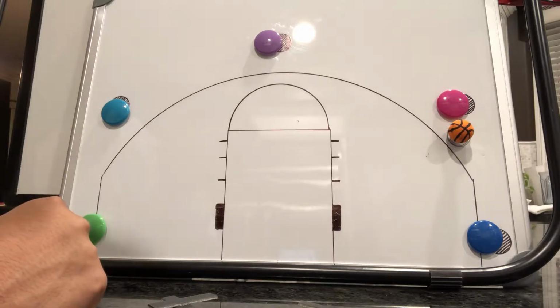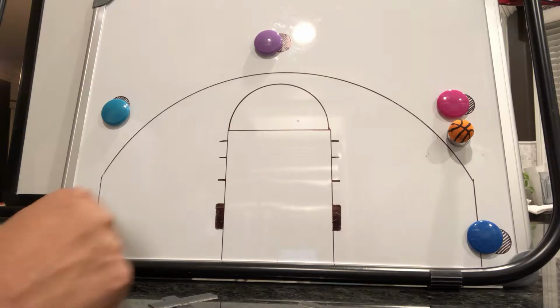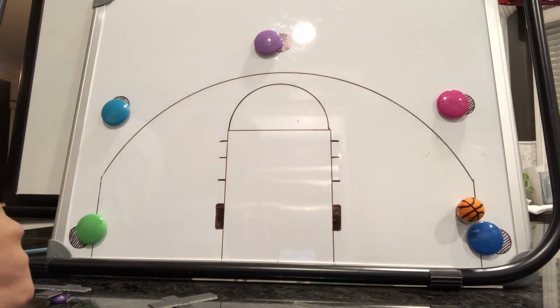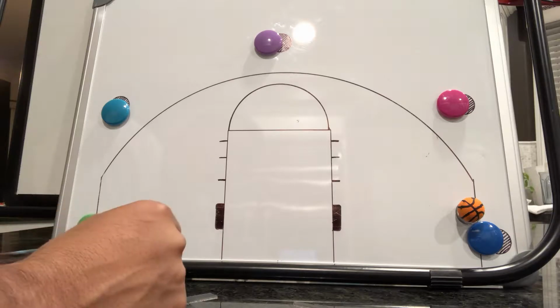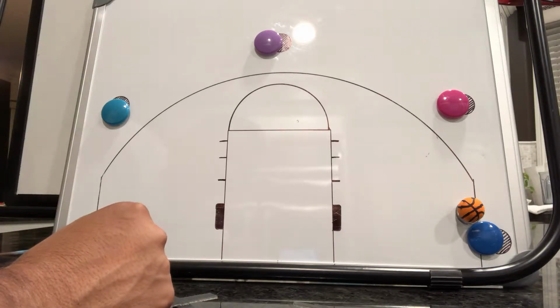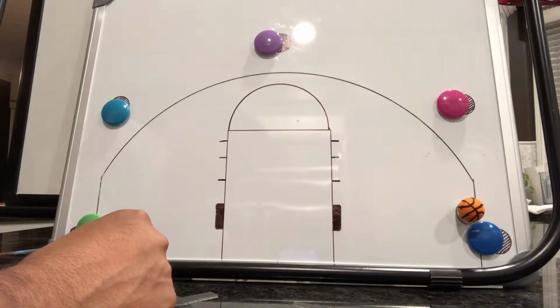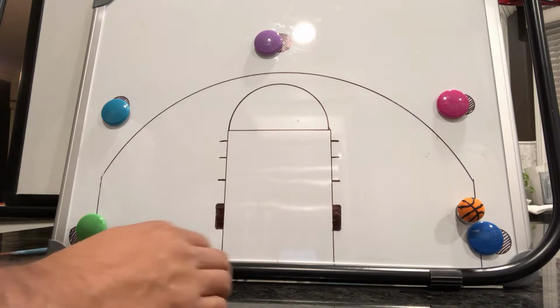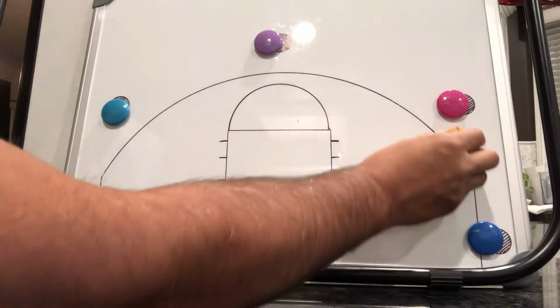Today, like I mentioned, it's the next level. So we're going to talk about after you pass it, you have an option now to decide what you want to do after you basket cut. So in this case, we're going to do basket cut, then you're going to screen anybody who doesn't have the ball on the other side.